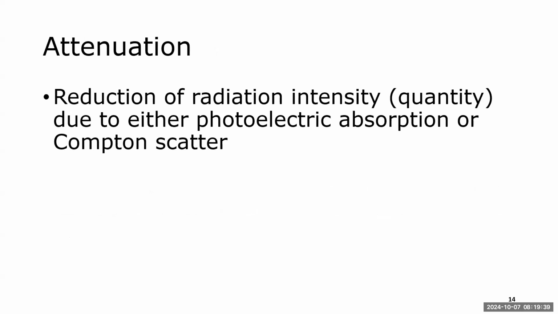Then we talk about attenuation. So attenuation is the reduction of radiation intensity or quantity due to either photoelectric absorption or Compton scatter. So we've said that in general, there's three things that can happen, three fates that an X-ray photon can have, right? One of them is that it can do what? Well, be absorbed by the patient. So it can photoelectrically be absorbed.